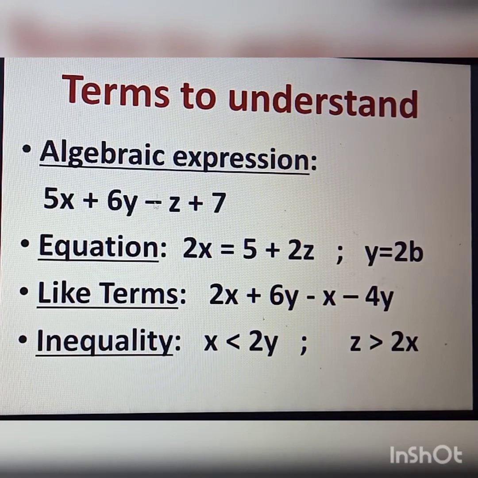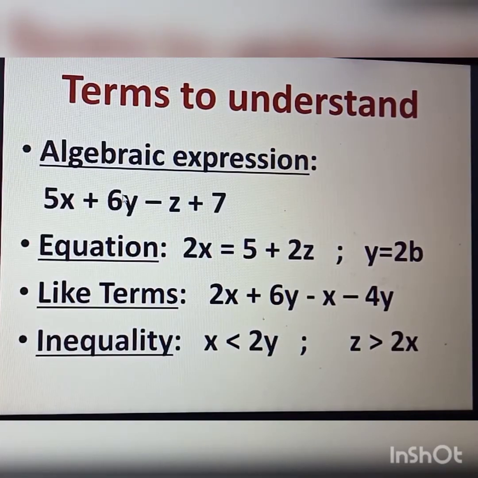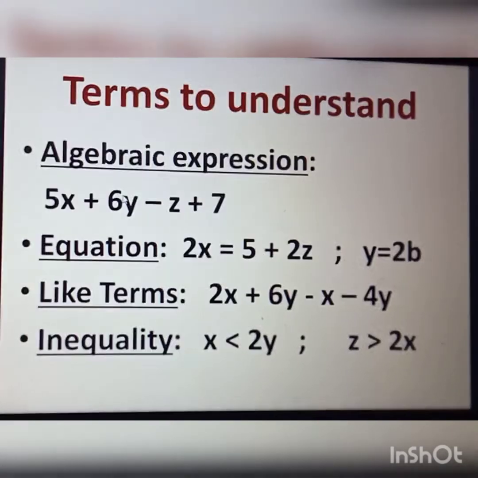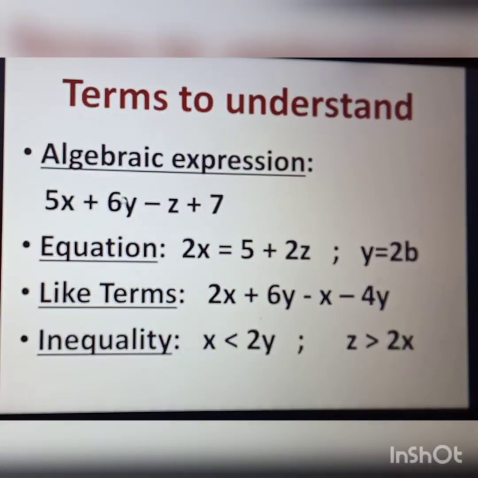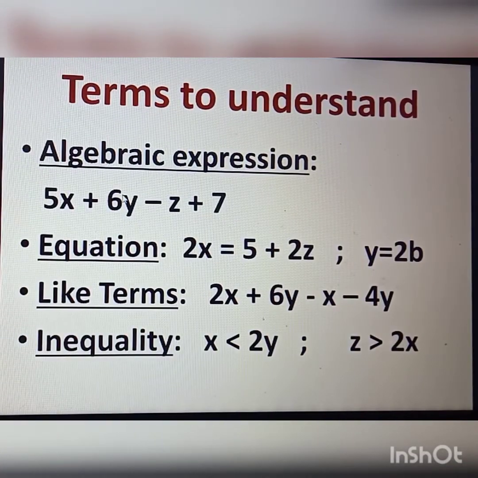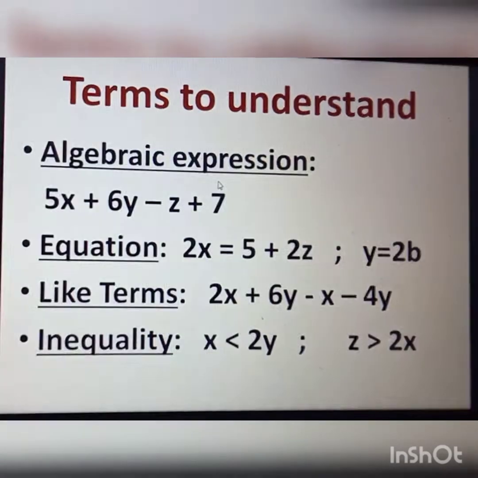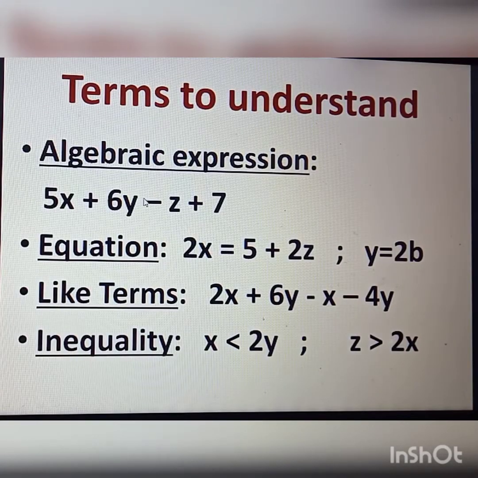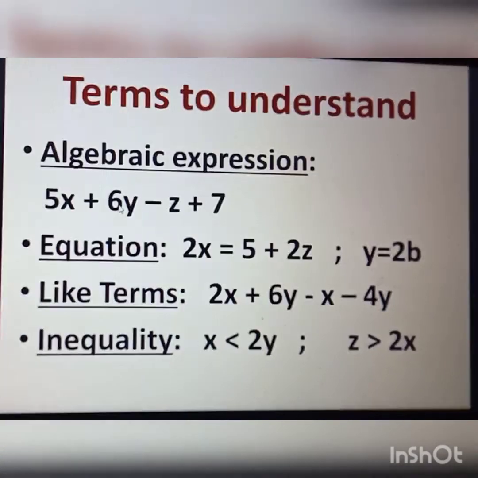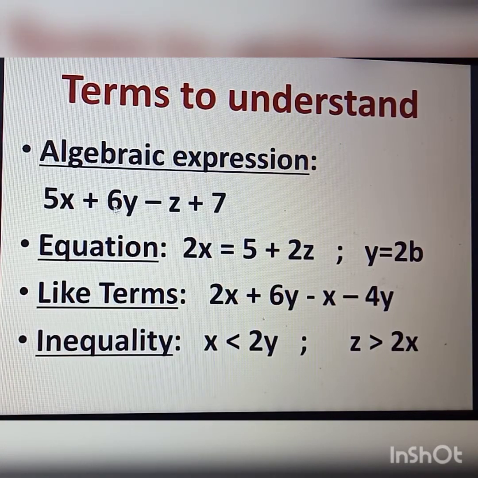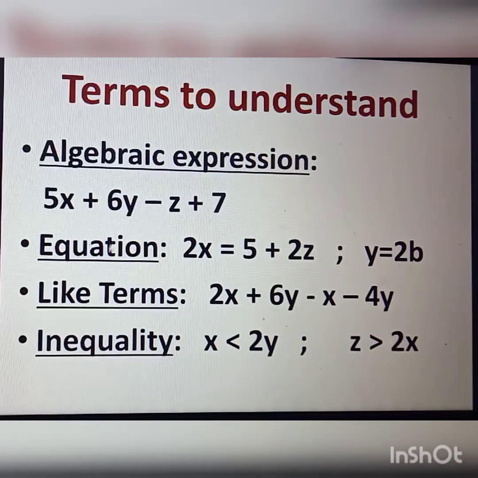So it's a combination of variables, coefficients, and constants along with the four operations. I hope you are clear about what algebraic expressions are. And one important thing to understand here is that there will be no equal sign in an algebraic expression. You can see this one is an algebraic expression and there is no equal sign here.